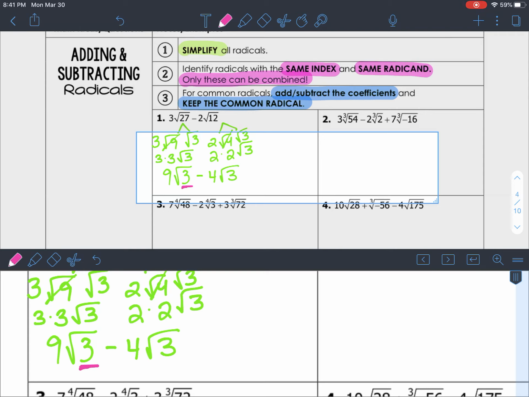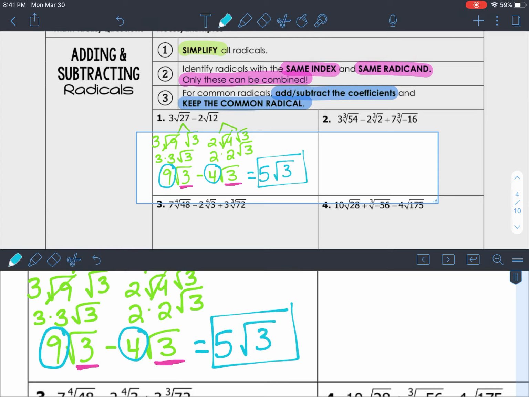In order to add, I'm going to keep these underlined, sorry. In order to add or subtract, we need to add or subtract the coefficients and keep the common radicals. So that means we're going to do the operation with 9 and 4. 9 minus 4 is 5, and we keep whatever our radical is. So 5 square root of 3 is our answer.